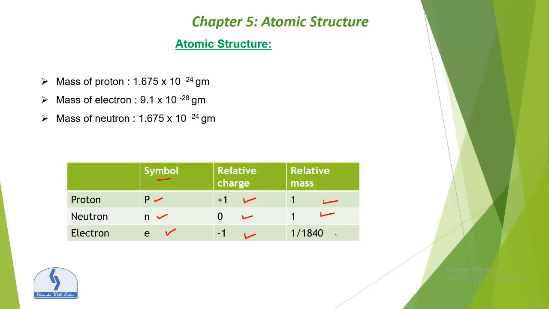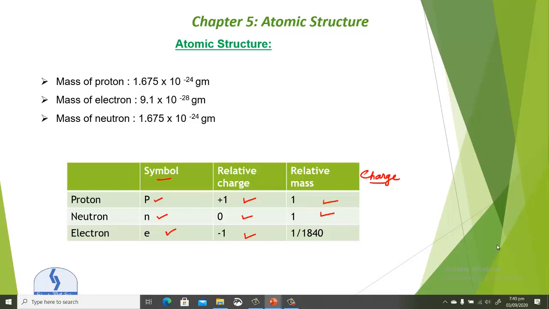And what is the relative mass of electron? It is 1 divided by 1840. So this is all about the relative mass. Okay, what about the charge of proton, neutron and electron?